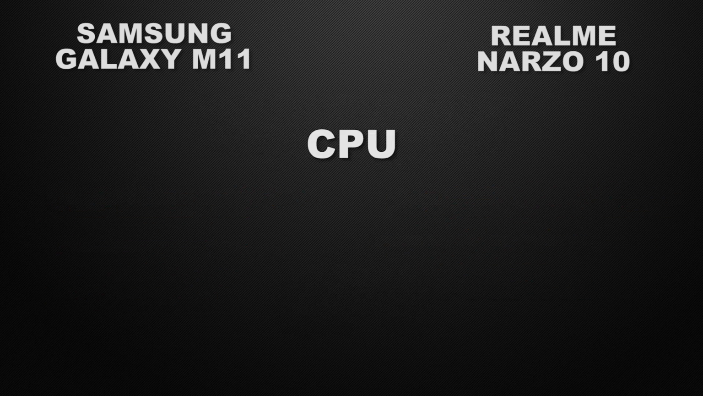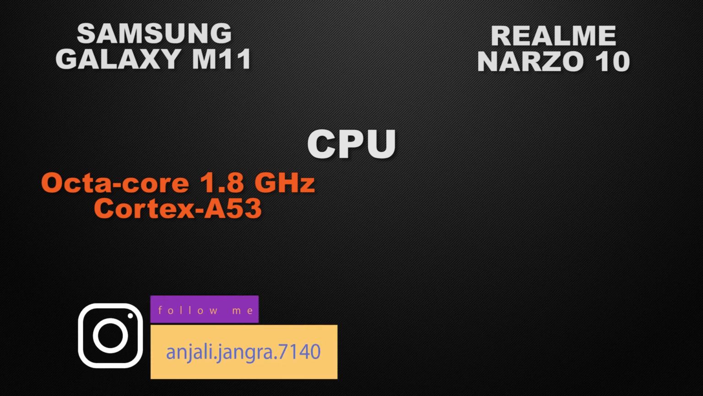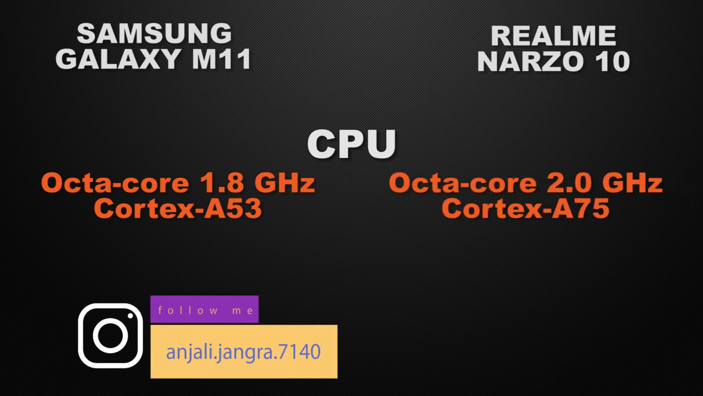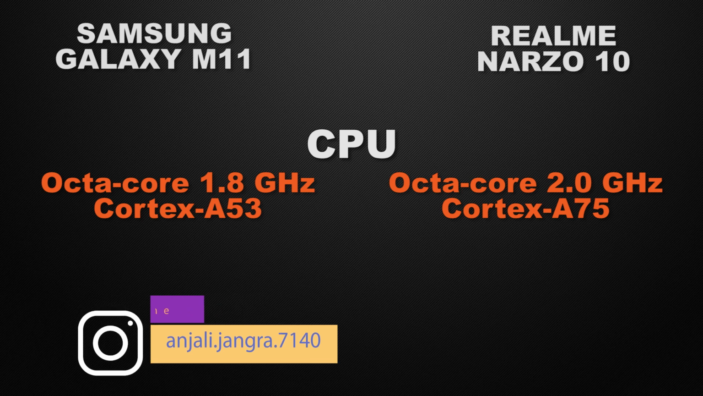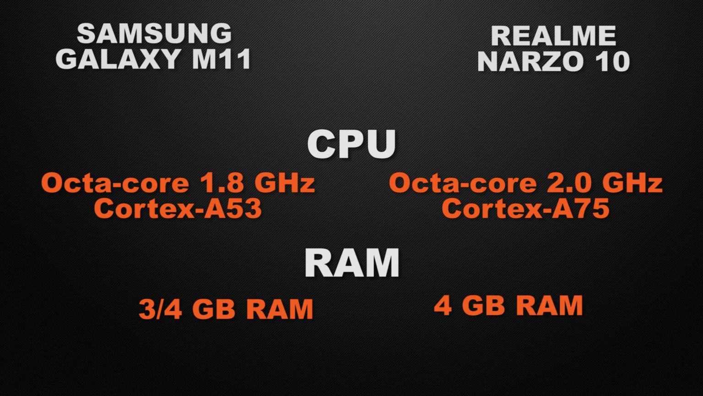Let's talk about the clock speed of the devices. M11 can clock at 1.8 GHz based on an octa-core Cortex A53 chipset and Narzo 10 clocks at 2.0 GHz based on an octa-core Cortex A75 chipset. So the winner here is Narzo 10 because it has more clock speed. And about the RAM options of the devices, M11 has 3 and 4 GB of RAM options and Realme Narzo 10 has only a 4 GB RAM option. But the winner here is Narzo 10 because it has higher frequency.